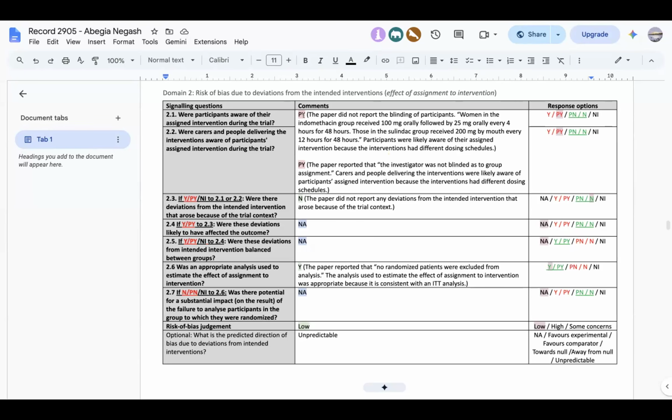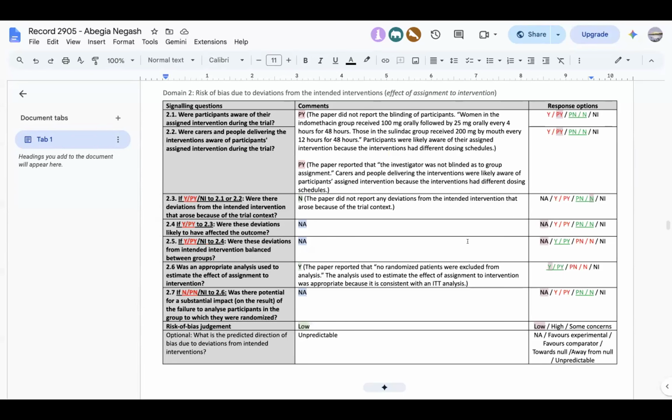Okay. So for 2.3, do we want to go with no, probably no, or NI? I would say NI. Okay, does everyone agree with that? Yeah, I agree with that as well. Okay, so we'll go with NI, which means we don't have to answer 2.4 as well as 2.5.